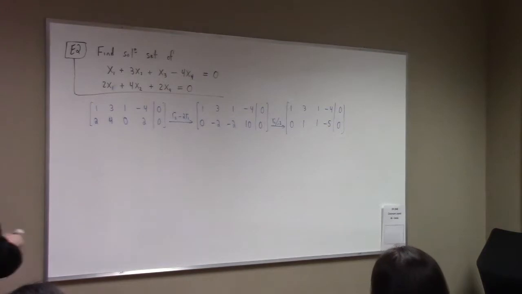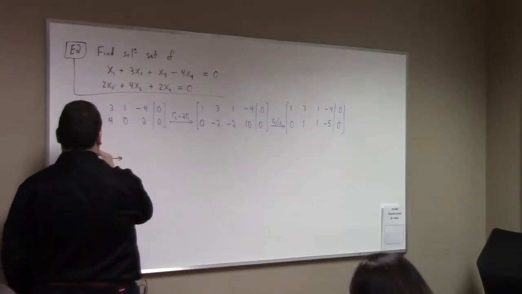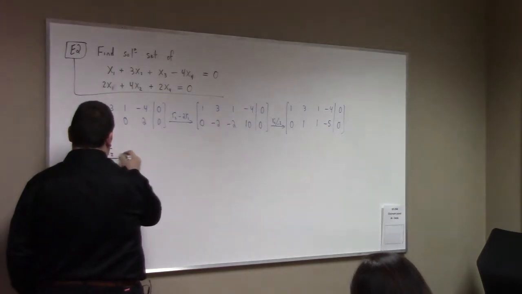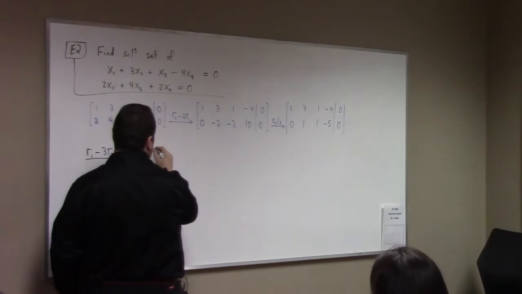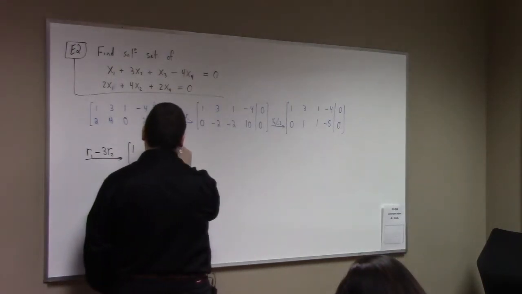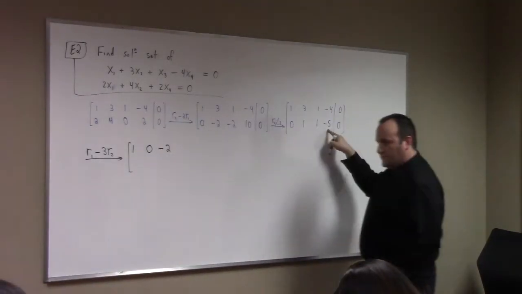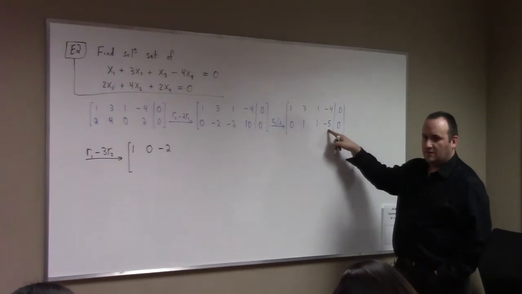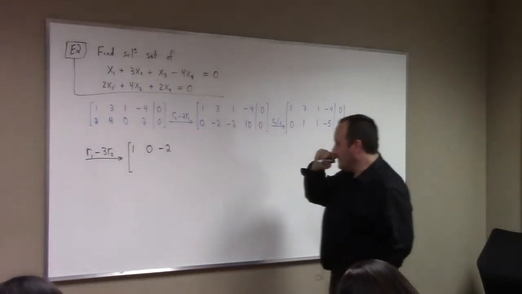I'll start again over here. So the next move, I would do row 1 minus 3 times row 2. What will that get me to? 1, 0. What's that, minus 2? Let's see, minus 3 times row 2 makes that a 15. 15 plus minus 4 is 11, right?